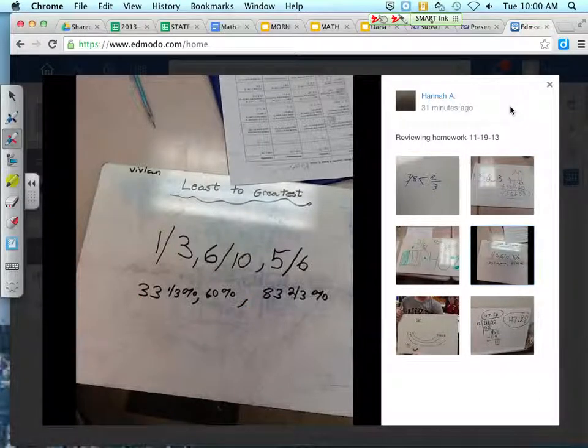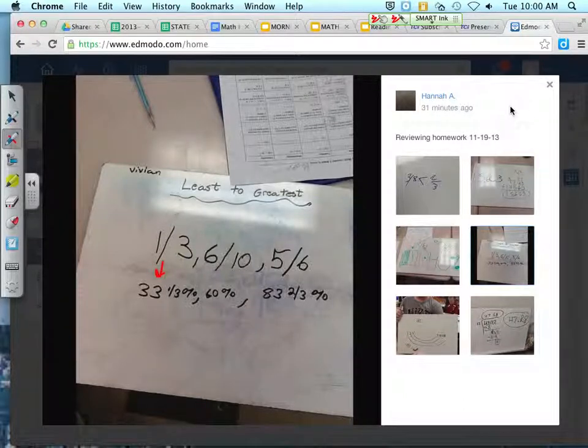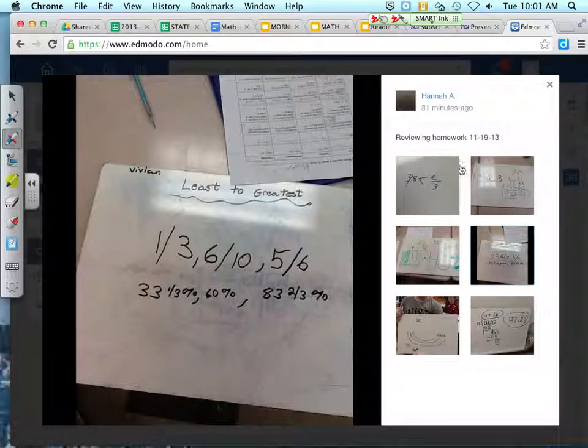If we're looking at percentages for 1/3, 6/10, and 5/6, I'm putting them in order. Who did this one? Vivian. We know that 1/3 is equal to 33 1/3, and we know that 6/10 is equal to 60%, and we know that 5/6 is equal to 83 2/3. So when we put this in order, it is 1/3, then 6/10, then 5/6. We're good with that? Do we have any others? Did we look at them all?